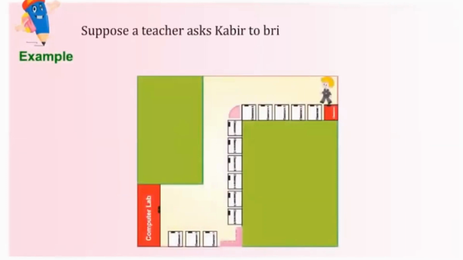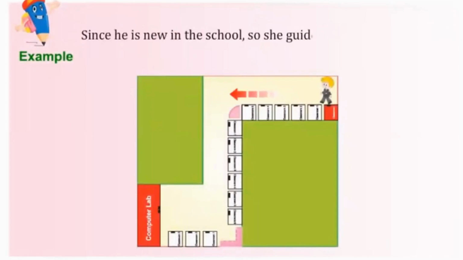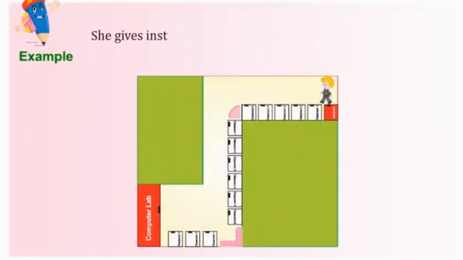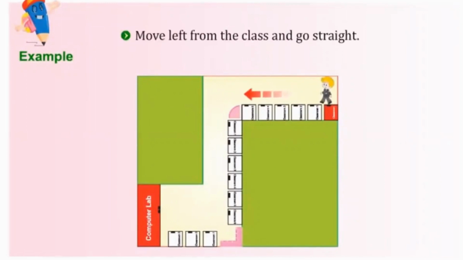Suppose a teacher asks Kabir to bring the notebook of his class from the computer lab. Since he is new in the school, she guides him the way to reach the computer lab. She gives instructions to Kabir in the following manner. Number 1, move left from the class and go straight.